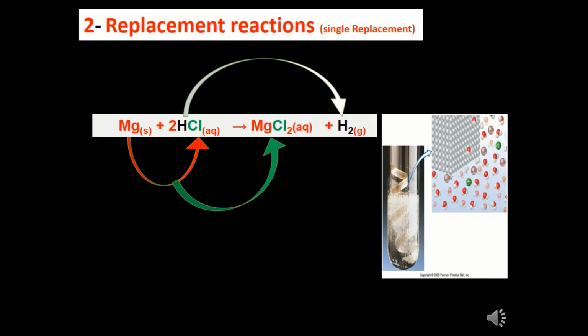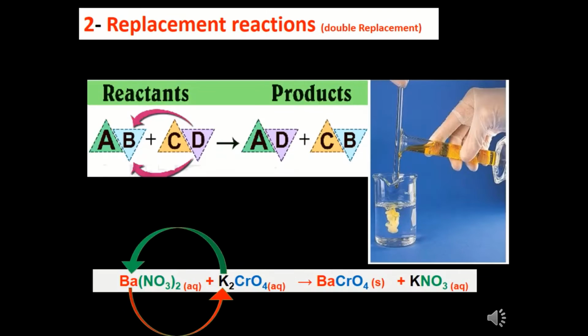Hydrogen has been replaced. Magnesium takes the position of hydrogen here. If you look at the reactant side, chlorine, green, is with hydrogen, which is black. But on the product side, chlorine is there, and where is hydrogen? Hydrogen is out. Who comes in? Magnesium. So this is also a single replacement reaction. We will see bubbles here. Now, in the replacement reaction, we have a double replacement reaction as well.